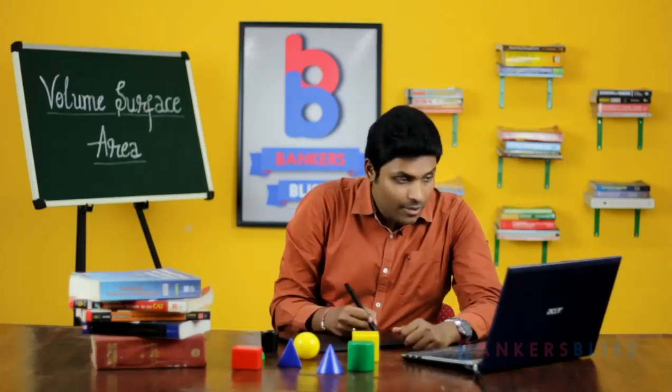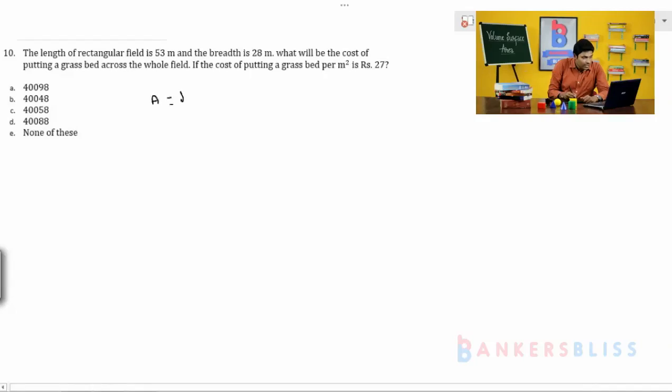So area is length into breadth, which is equal to 53 into 28. So this is the total area. 8 3s are 24, 2 carry over, 8 5s are 40, 40 plus 2, 42. Next, 2 3s are 6, 2 5s are 10. So altogether you are going to get 1484. So the total area is 1484 square meters. Okay, so this is the total area.